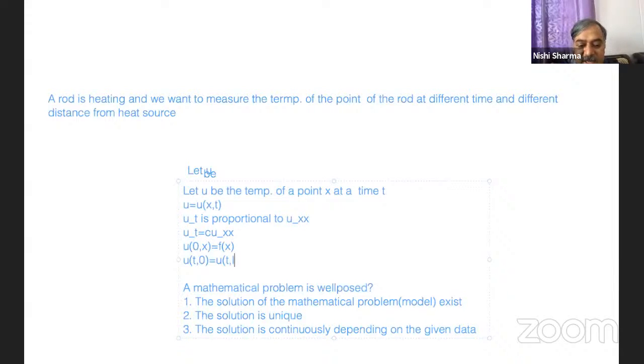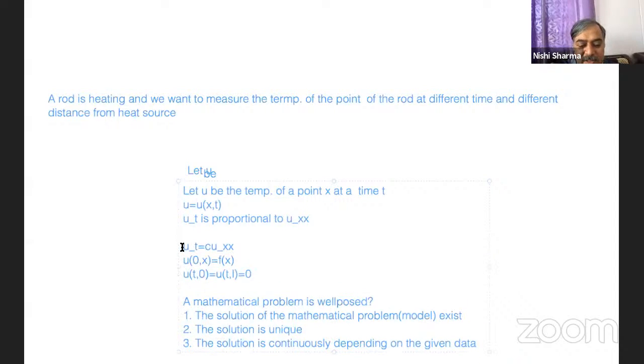Suppose L is the length of the road, and u at x = L is equal to 0. So now we have three conditions. This is the mathematical model, or problem, which has a unique solution, and this is known as the heat equation.